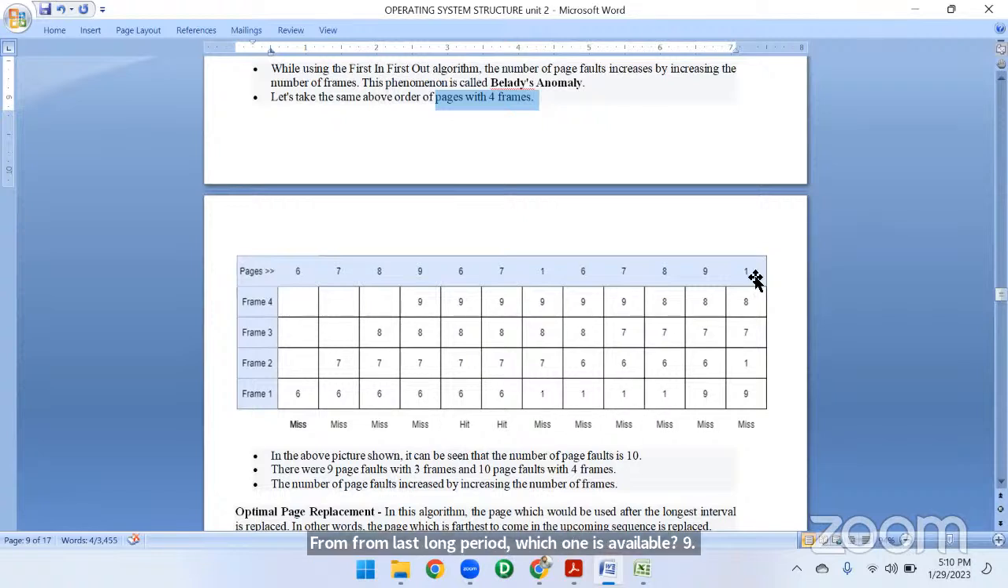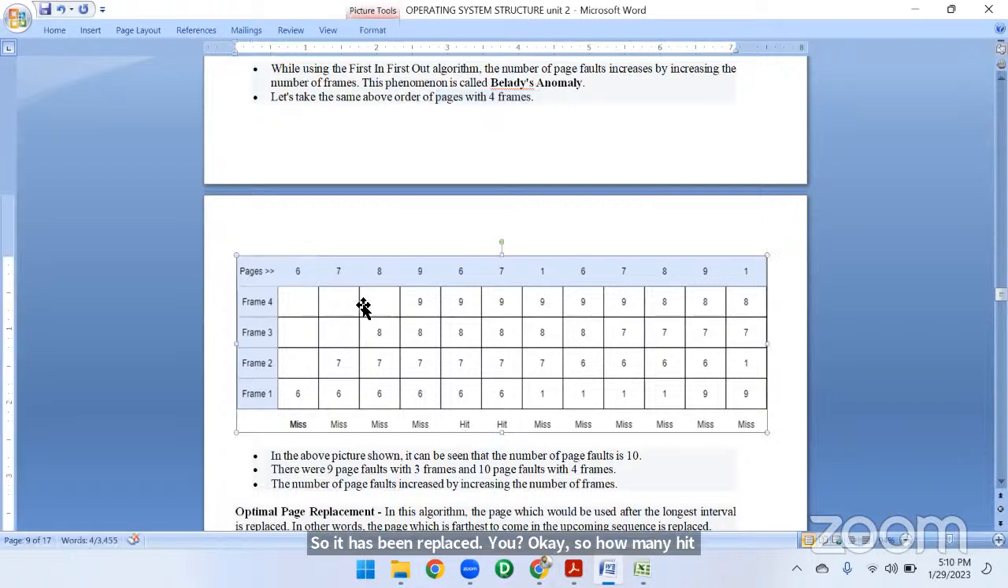Okay, and again 1 will come. It will check whether 1 is available in the memory or not. When it is not available, it will check with the longest period in memory. The 6 has been present for the longest period, so it has been replaced. Okay, so how many hits are there here? Only 2 hits. In this scenario, how many faults? 1, 2, 3, 4, 5, 6, 7, 8, 9, 10.